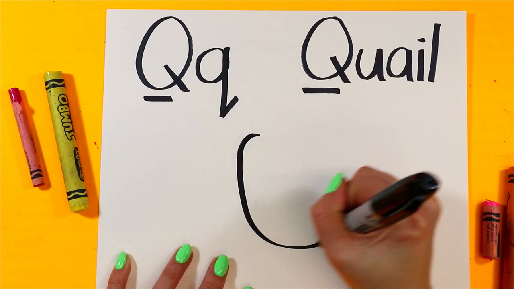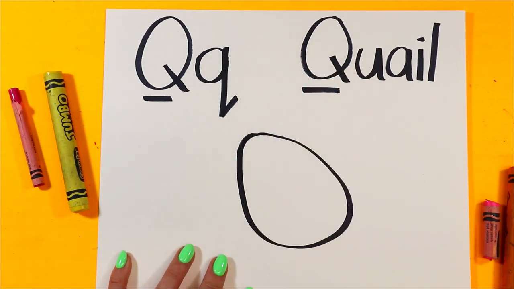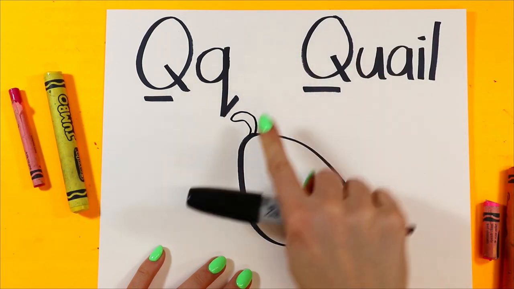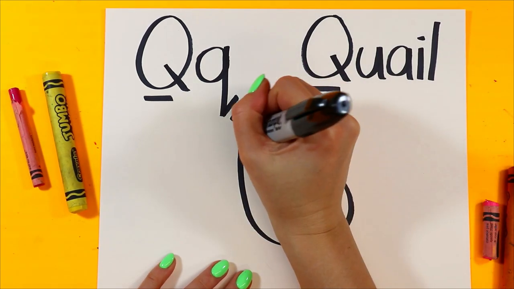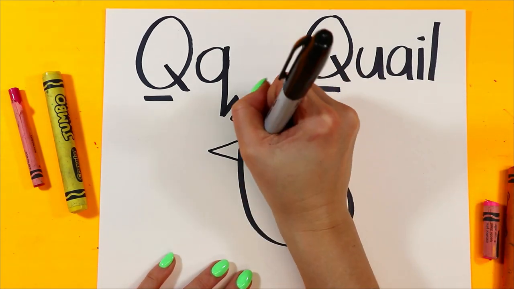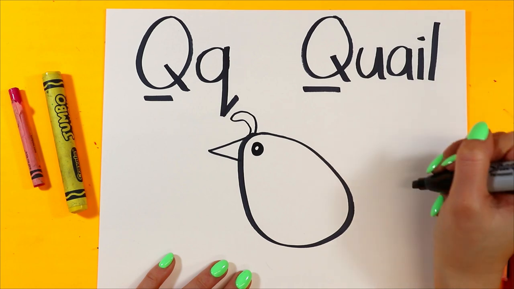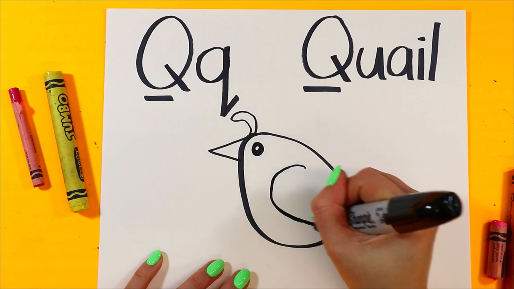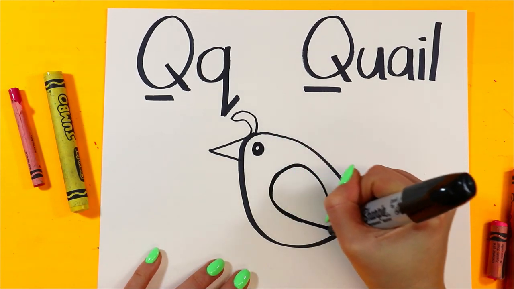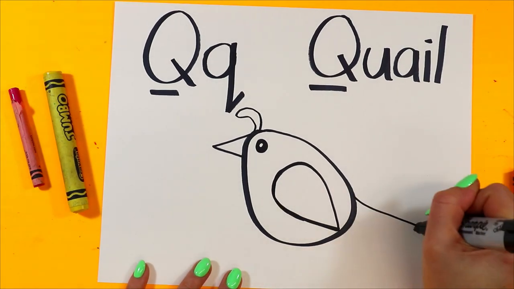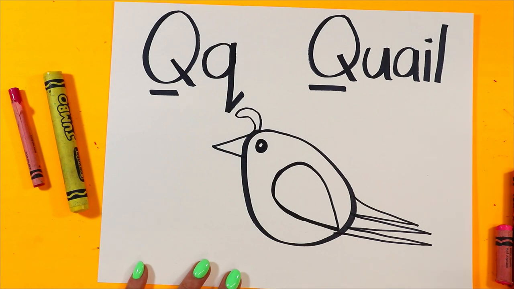Let's draw the body, like a nice big oval with a pointy at the top. Little plume at the top for the feather on the top. And a triangle on the front, or letter V for the beak. And we'll add a little eye, coloring it in black, leaving a little bit of white. Let's draw a curving line down to a point for the wing. And we'll add some zigzag lines for the tail.